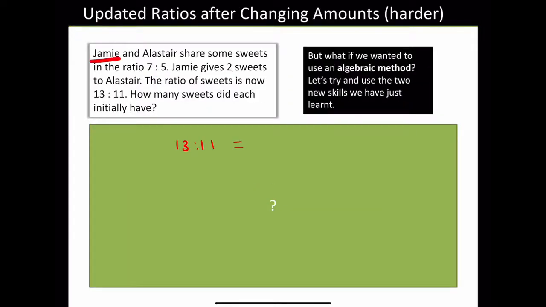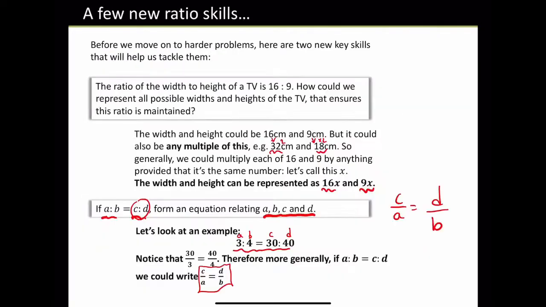So for Jamie, I would have 7 lots of x. Does anything happen to the sweets he's got? Well, yes, he's given away 2. And Alistair now is going to have 5 lots of x plus 2. So we're going to combine the 2 skills, we're going to combine this and this, what we've just learned.